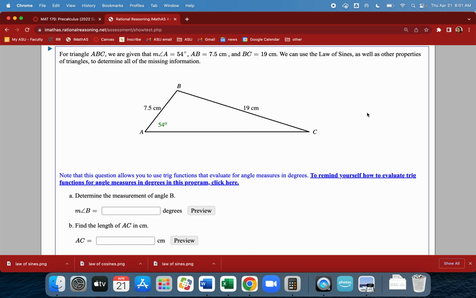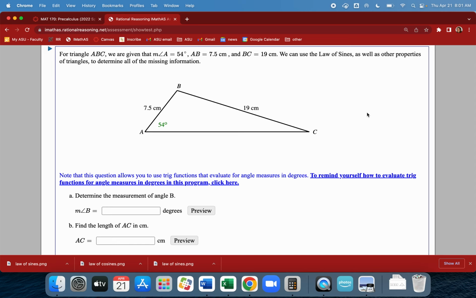It says we have angle A, that bottom left corner, is 54 degrees. The side next to it is 7.5 centimeters, and then the side across from it is 19 centimeters. This is the side, side, angle sort of arrangement. The angle's not between the 2 sides, it's off to the edge. But that's okay. We have an opposite side and angle pair. And this one is not set up to be a weird case with ambiguities involved.